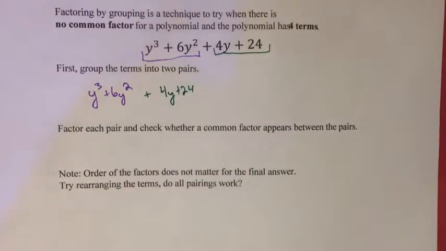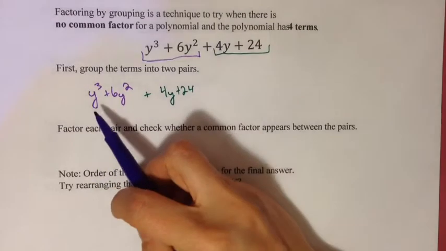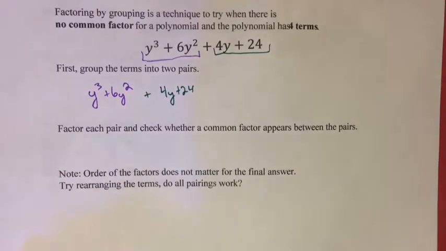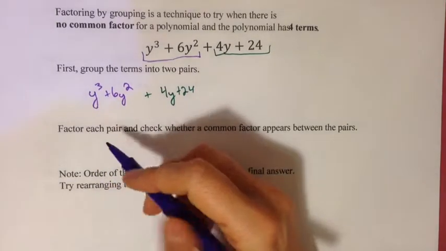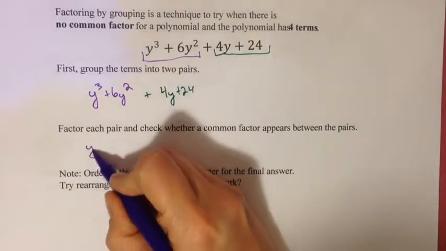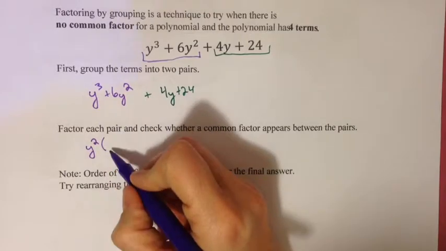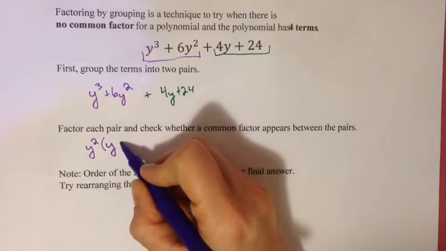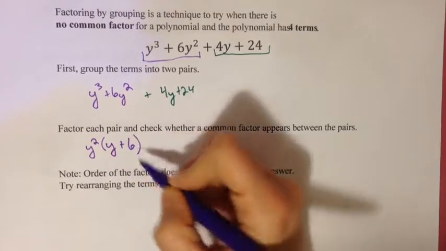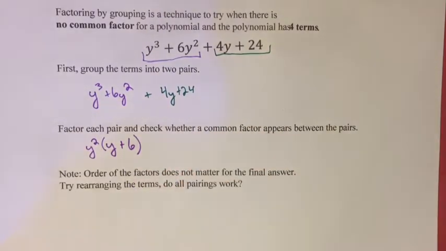Now that we've grouped the terms into 2 pairs, we factor each group. So in y cubed plus 6y squared, the 2 terms have a y squared in common. So I factor out a y squared, which leaves me with a single y left behind, and a 6. So I have y squared times y plus 6.